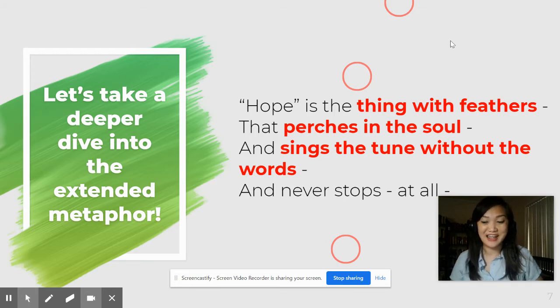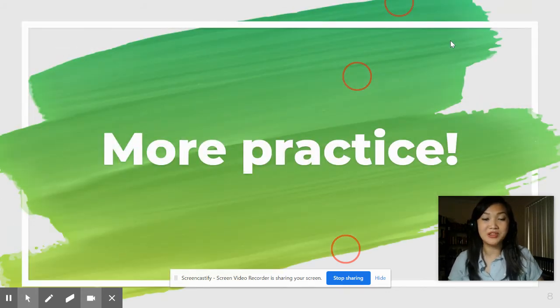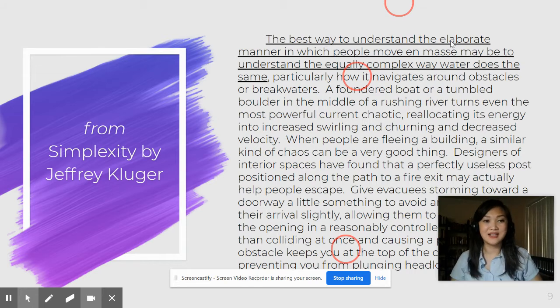Let's practice again. This time we will look into a text. This is an excerpt from Simplexity by Jeffrey Kluger. Before we dive into this text, I do want to provide the context.